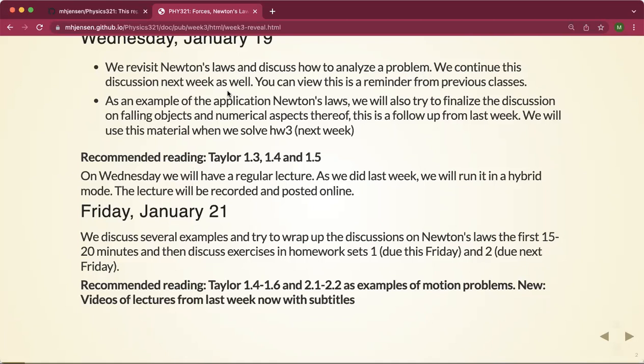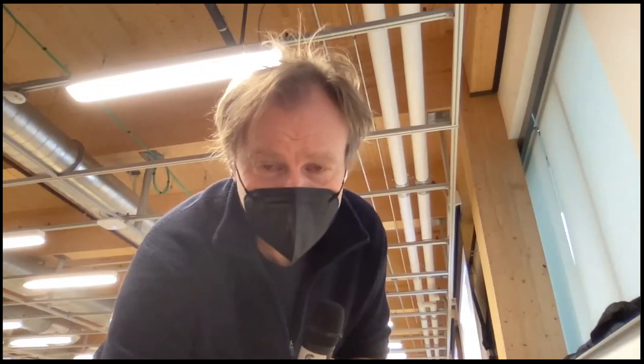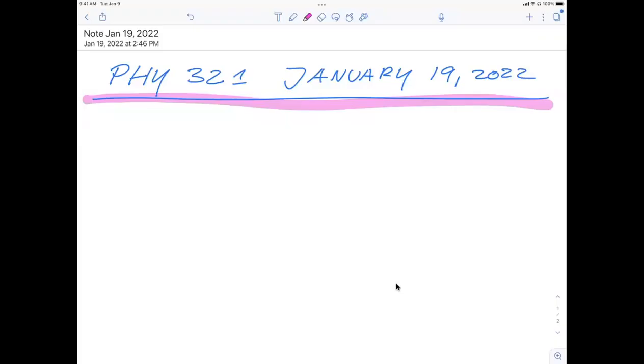Okay, so let's switch to the whiteboard here and look at where we were last week. Just bring that up. So last week, the case we started with was we simply stated that we had a falling object. There is no air resistance, no nothing.